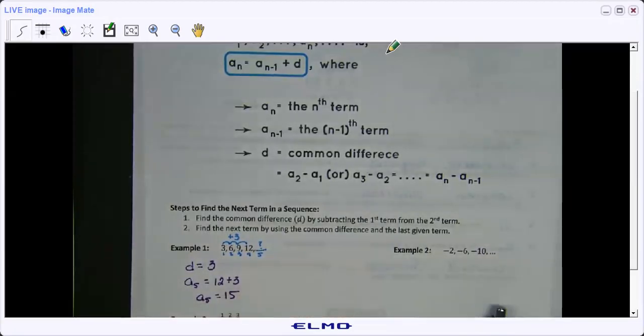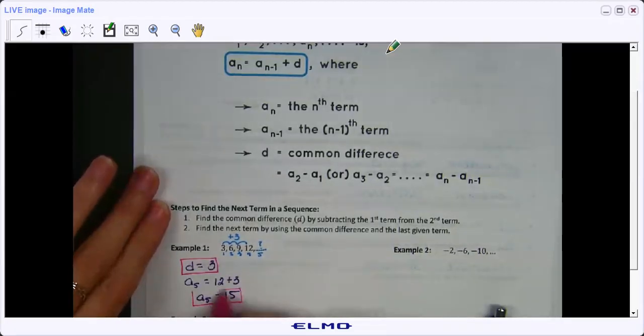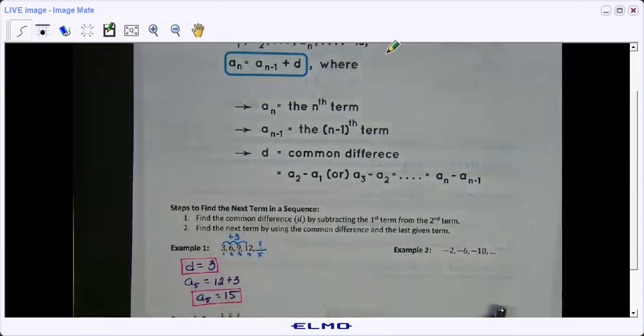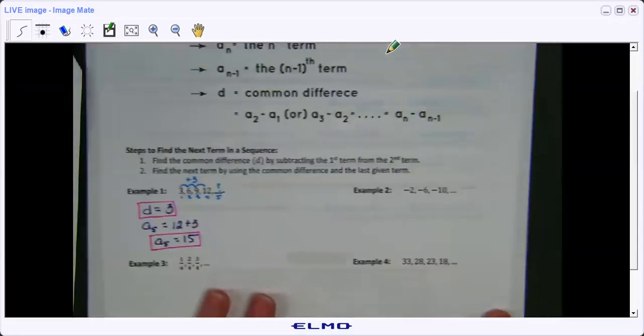And so when you're doing your homework, I want both of these. I want your common difference and I want the term that you're looking for, whether it's the next term or a term down the series. Okay. Well, let's go ahead and move on to example 2.